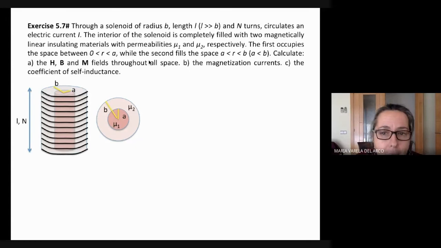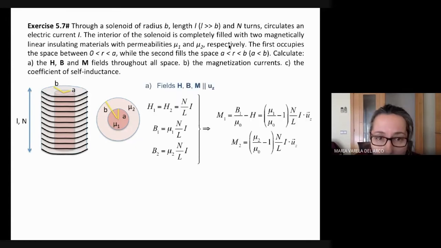Okay. Anyhow, so let's go for the fields. The one important thing, obviously, that everybody would realize in any case is that the fields are going to be parallel to the axis of the solenoid. You can take that to be Z, the Z-axis, so they are all parallel to UZ. And then H1 and H2 are the same, right? And then obviously N over L times the intensity.